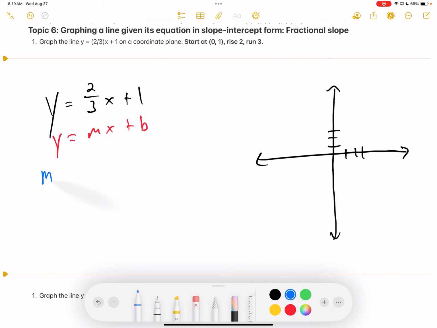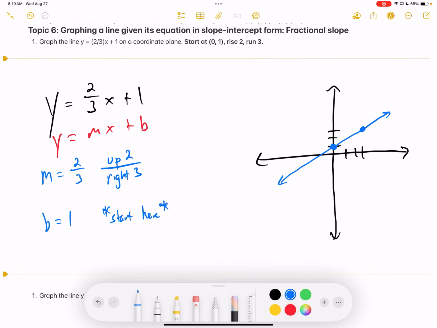My m is the number in front of x. Every time you get the slope, think about what it's doing. It's positive, so I'm going up 2. The bottom number tells me how much I'm going to the right. My y-intercept here is 1. This is my starting point. So I start at 1. I go up 1, 2, to the right 3. And once you get 2 points, you can draw your line. So I started at 1. I went up 2 because it's positive, to the right 3 because that's my denominator.